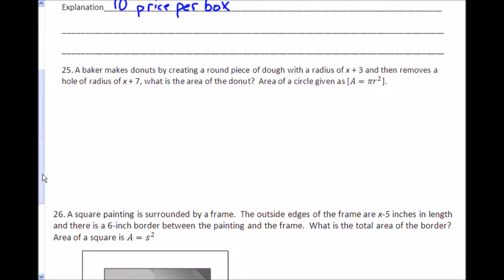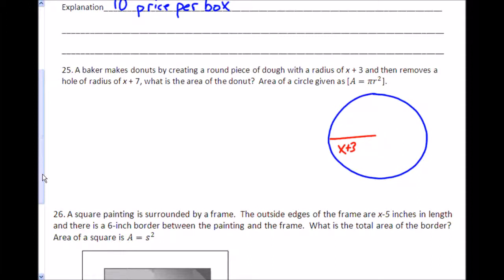Number 25, it says a baker makes donuts by creating a round piece of dough with radius of x plus 3, and then removes a hole of radius x plus 7. What is the area of the donut? So the first thing I would do is draw a picture. So here's my round piece of dough, and that round piece of dough has a radius of x plus 3. And then he's going to remove a piece from the center.